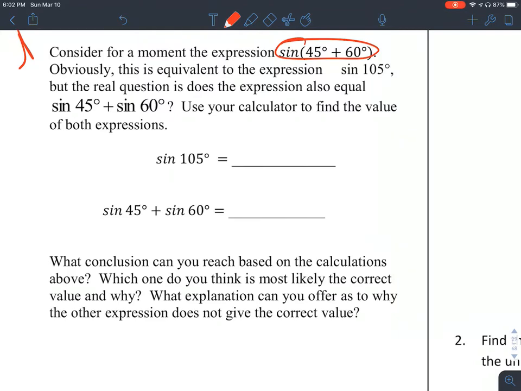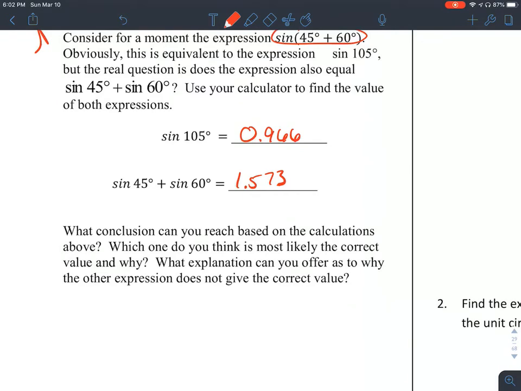If you use your calculator and put it in degree mode and you type in sine of 105, you're going to get 0.966. However, if you put your calculator in degree mode and type sine of 45 plus sine of 60, you're going to get 1.573. Interesting.